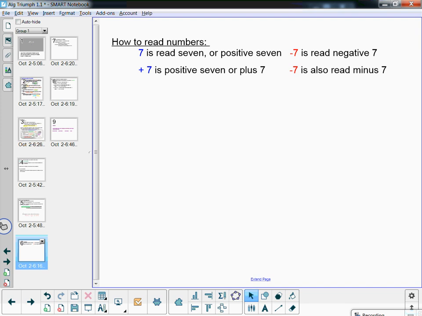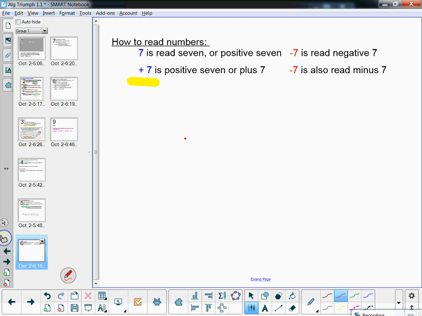How to read numbers. This 7 in blue is read 7. It's also read positive 7. No sign means positive. Negative 7 is read negative 7. That little dash is subtraction, but when we're looking at the number or the term itself, we read it as a negative. This blue number here is positive 7 or plus 7. If it's in an equation, we might say plus 7. If I want the term itself, it would be positive 7.